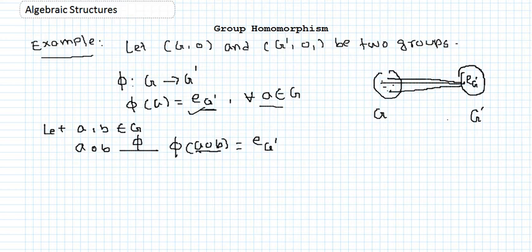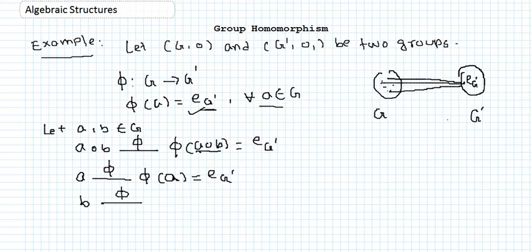So now what about the elements A and B by the mapping? A goes to the element phi of A, and from the definition it is always mapped to e_G'. Similarly, B goes to phi of B. Now phi of B is obviously again e_G', because all elements of G are mapped to the one and only element, the identity element of G'.